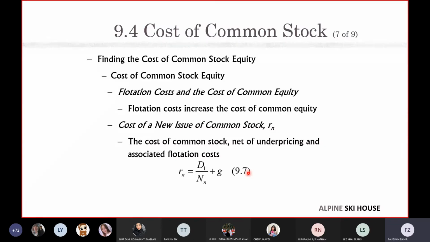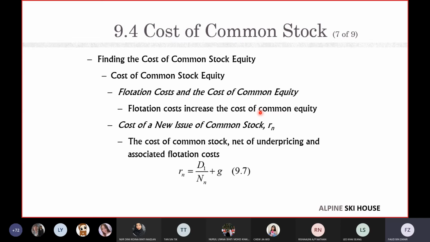Just now, when we talked about the cost of common stock equity without the flotation cost, we were actually talking about the cost of retained earnings. But if there is a flotation cost, then we are talking more about the cost of issuing new shares. When you issue new shares, you have to include some flotation costs. You have to hire investment banks, and you have to pay for the filing registration with the Securities Commission and so on.